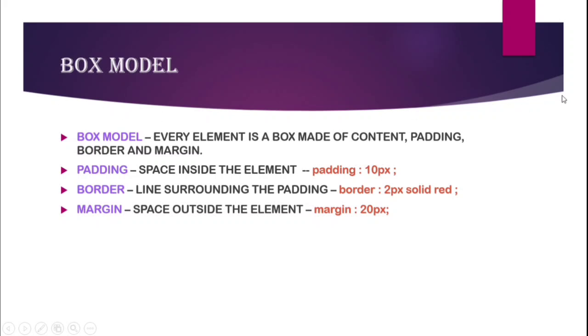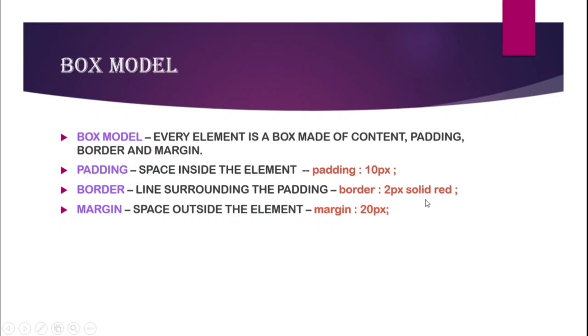Then we have the margin, space outside the element. So whatever the space is outside the box, right? This white space that we have, this is nothing but the margin of that particular element. So these four values, that is the content, padding, border and margin, will specify the box model. That is, every element is a box. It consists of content, padding, border and margin. And this is how the syntax is added: padding 10 pixel, border 2 pixel solid red, margin 20 pixel.